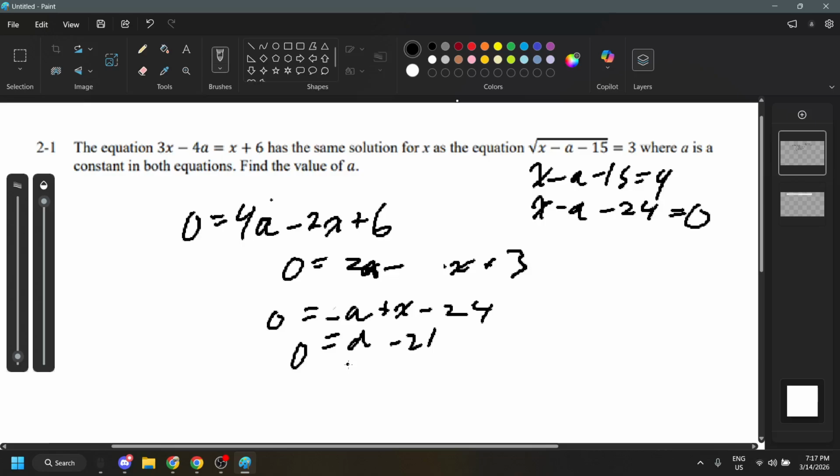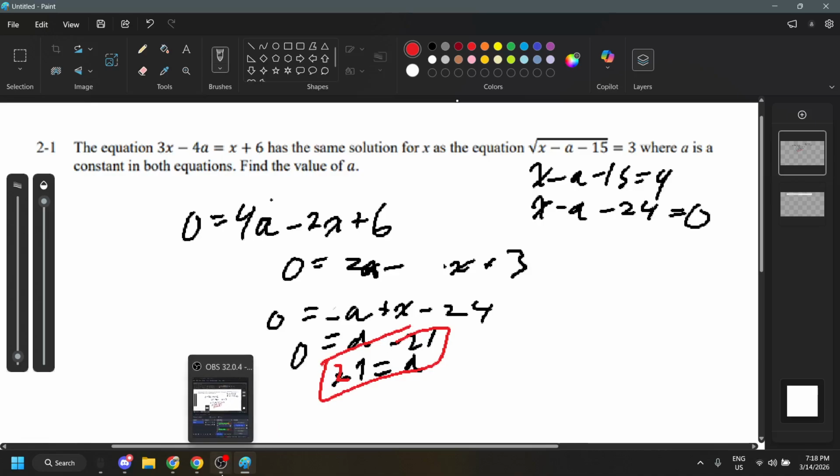Right. Plus 21 on both sides to get a. So what's our solution? Or just to find the value of a, I guess it's just 21. Yep, and that is the correct answer. I already checked.